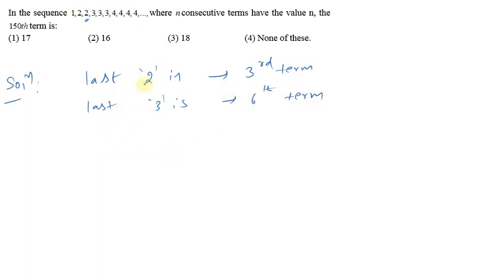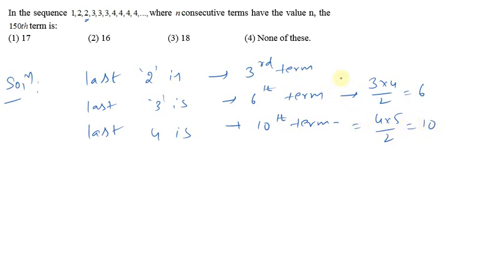So let me generalize. If you find that logic, then you can find this. Last 4 is 6 7 8 9 10, the 10th term. So let me write this one. The third term is 3 into 4 by 2, you are getting 6, and here 4 into 5 by 2, you are getting 10, and this is 2 into 3 by 2, you are getting 3.